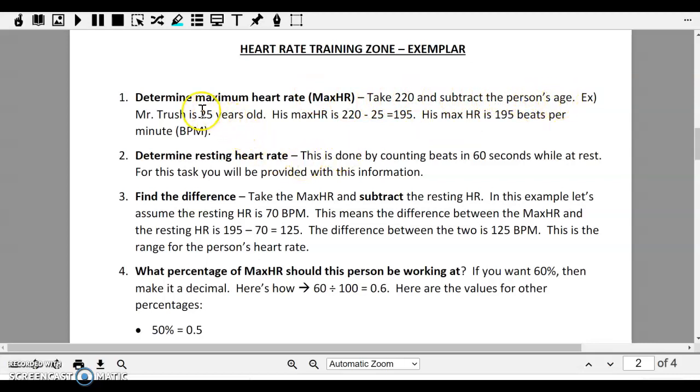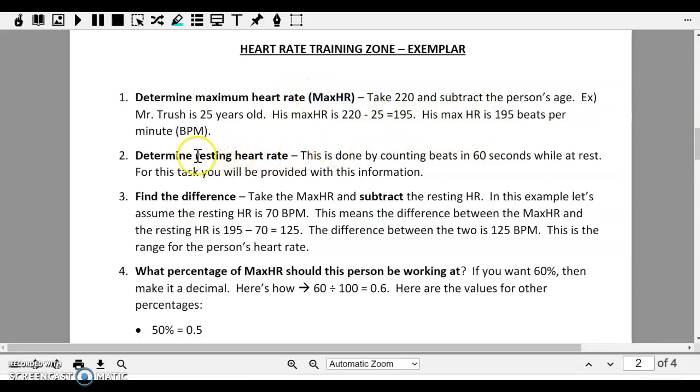Here I've given you an example of Mr. Trush. He's 25 years old, so his maximum heart rate is going to be 195 beats per minute, because I took 220 minus his age. So now I've got his max heart rate of 195. That's an important number that we need.